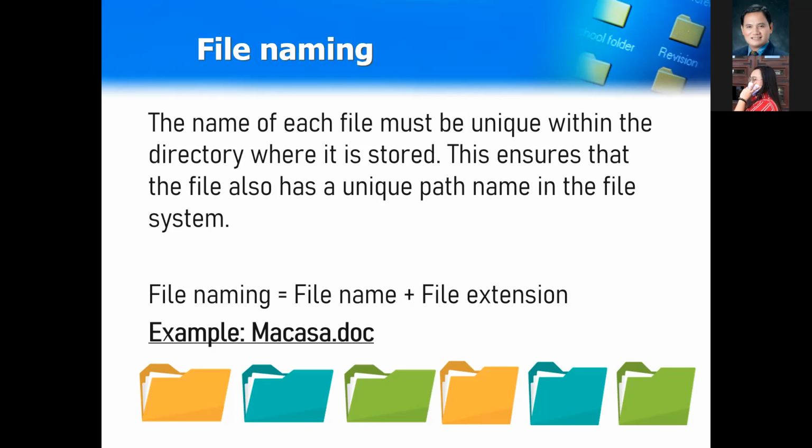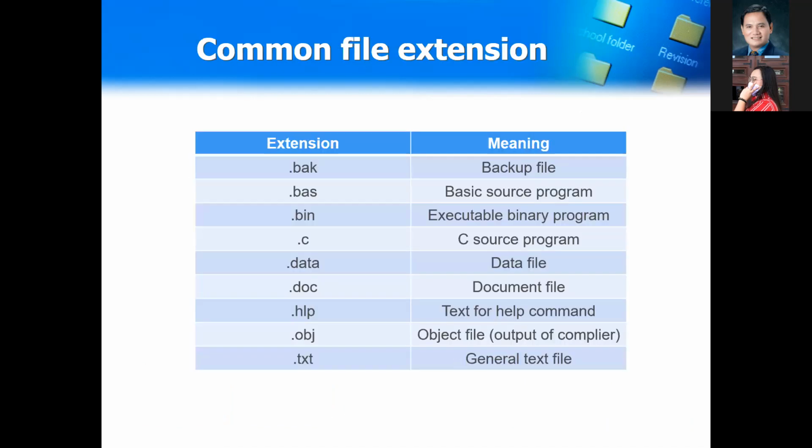The file name of each file must be unique within the directory where it is stored. This ensures the file also has a unique path name in the file system. For example, file name plus the file extension: macasa.doc. These are the common file extensions.